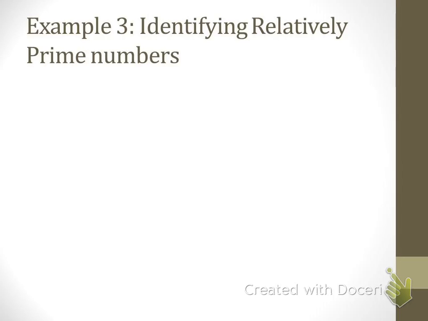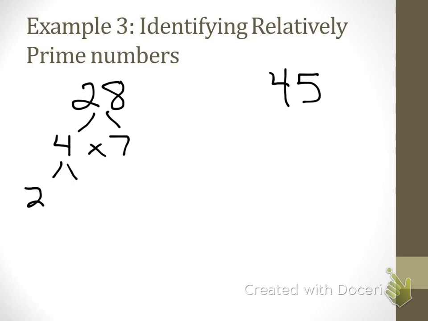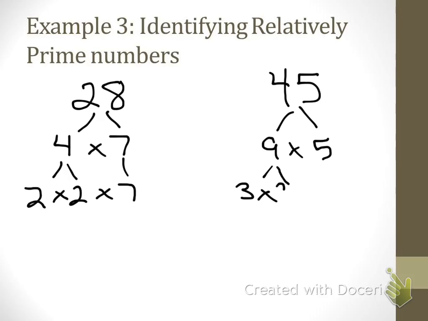So let's look at the numbers 28 and 45. Let's start off by doing the prime factorization of both numbers. All right, so two numbers multiplied together that give us 28. What? 4 and 7. 2 times 2 times 7. Okay, that's done. Now I have 9 times 5. Break down the 9. 3 times 3 times 5. Now I have the prime factorization of both numbers.